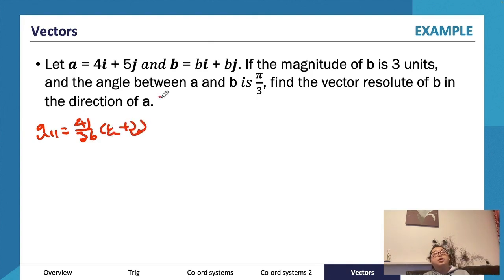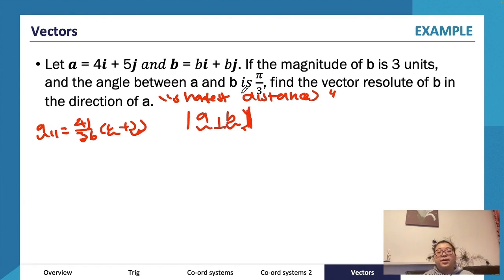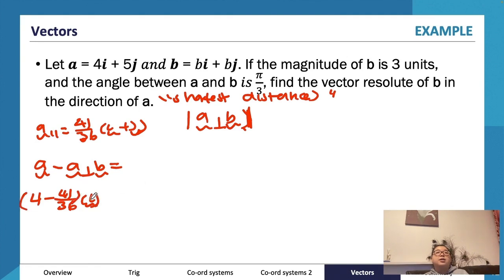Sometimes they ask you for the shortest distance, which is a bit ambiguous, but essentially what it means is it wants the magnitude of a perpendicular to b. So all we have to do here is just go a minus a parallel, and what that's going to give us is 4 minus 41 over 36 i plus 5 minus 41 over 36 j.